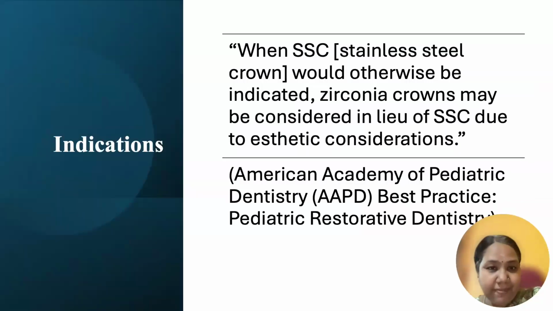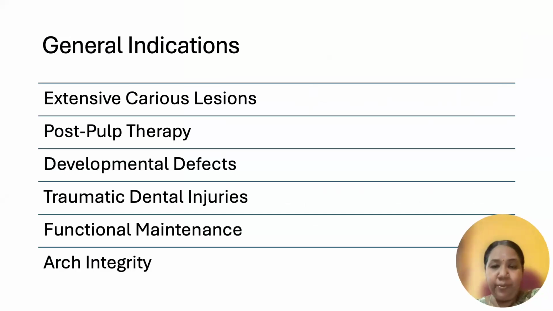So, the American Academy of Pediatric Dentistry, in their best practice or clinical recommendations, gives one single recommendation, or indication. It says whenever a stainless steel crown would otherwise be indicated, a zirconia crown may be considered in lieu of it due to aesthetic considerations. So more or less, it says that anywhere where we are going to use a preformed stainless steel crown, it would be okay to use a zirconia crown or an aesthetic restoration.